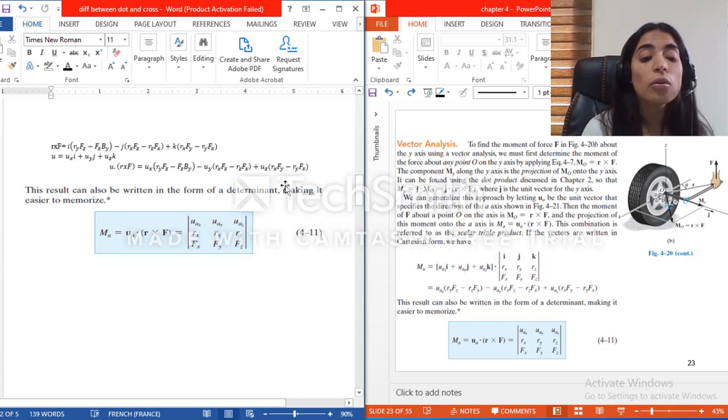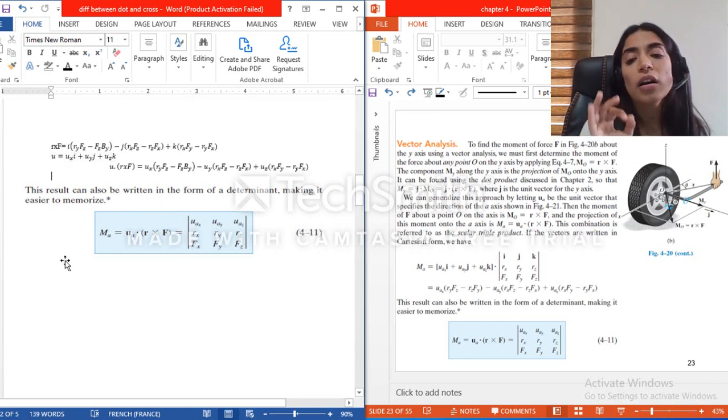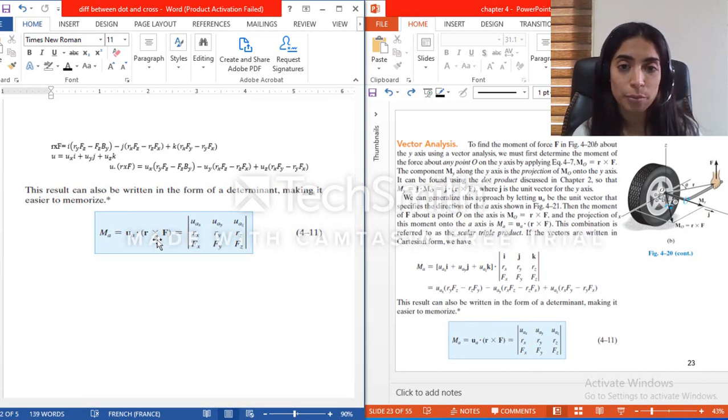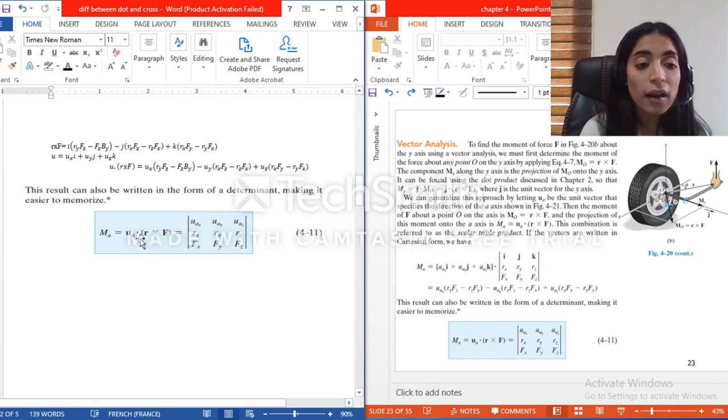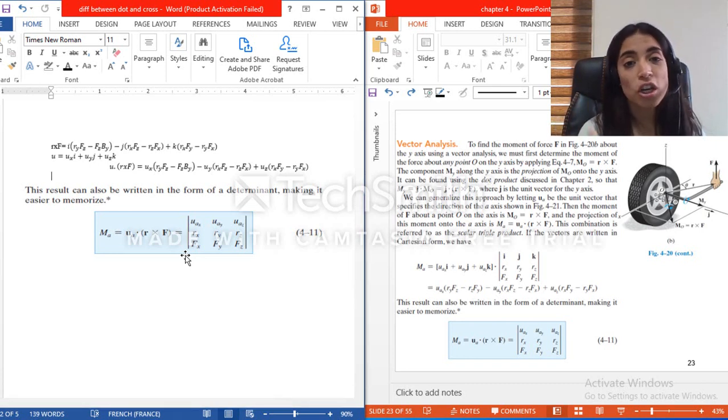So this result can also be written in the form of a determinant or of a matrix, making it easier to memorize. Guys, but don't be confused between dot cross and cross. Cross product using the matrix will give me a vector answer, while dot cross using the matrix will give me a scalar answer, which is basically the projection of MO on a unit vector u. Thank you.